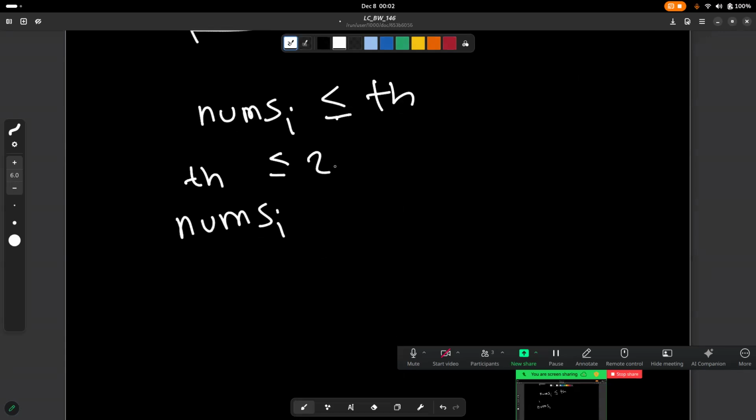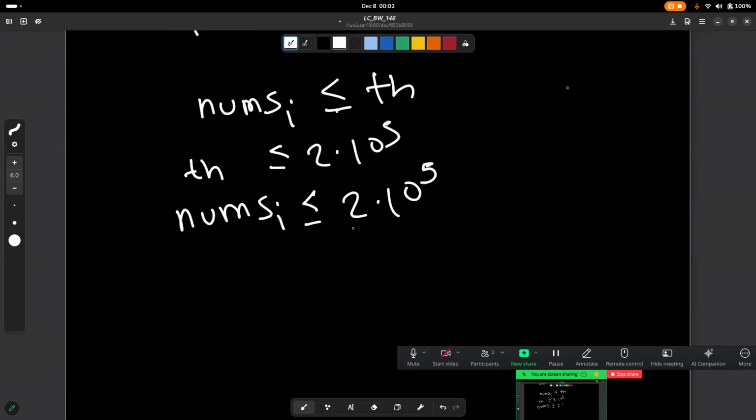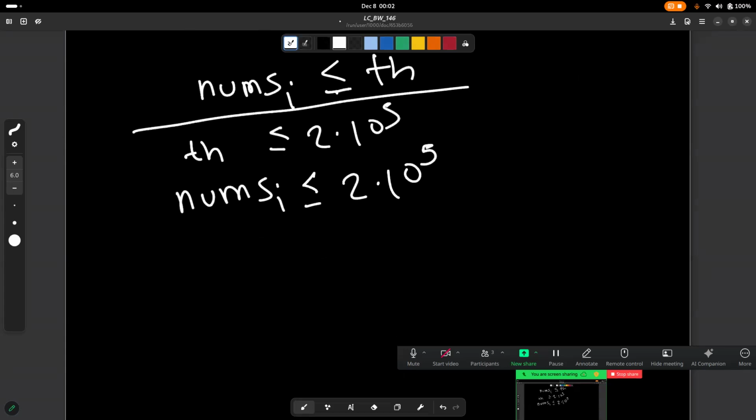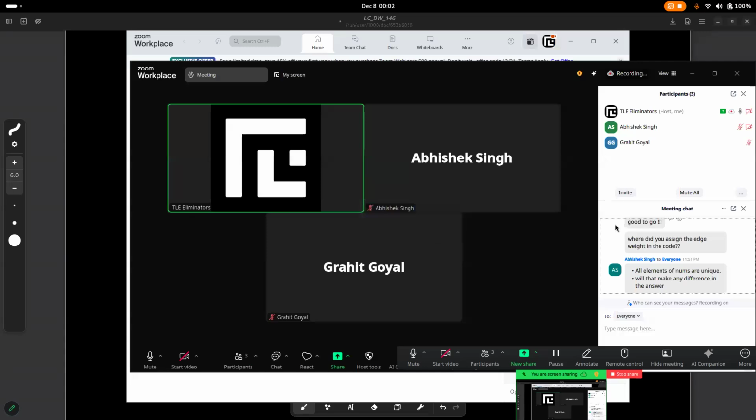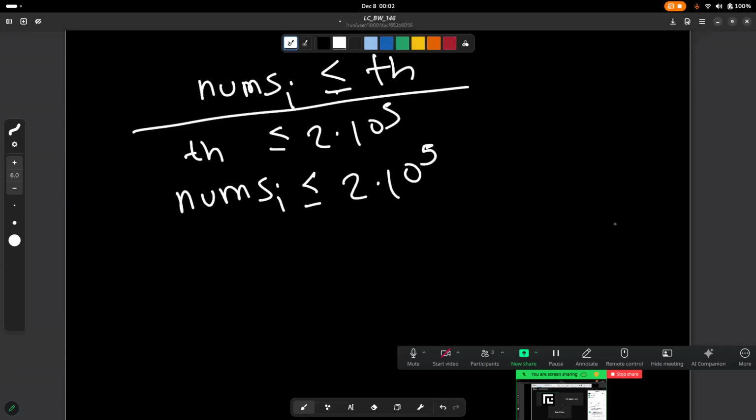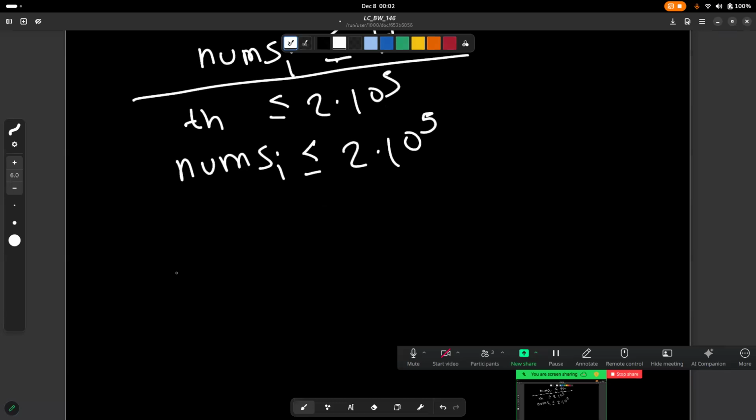Now my threshold is at most 2 times 10 raised to power 5. So my nums of i will be at most threshold, that is 2 times 10 raised to power 5. And the question that we had, will it make a difference if all nodes are unique or not unique? Well, this is the only part where it will make a difference.